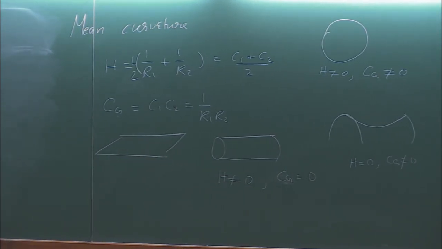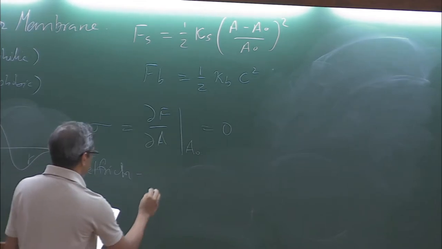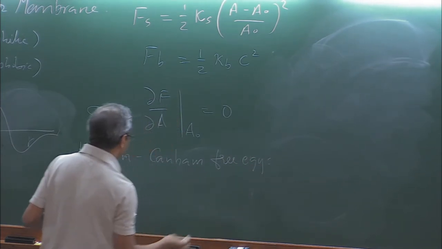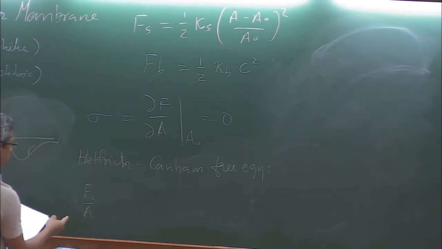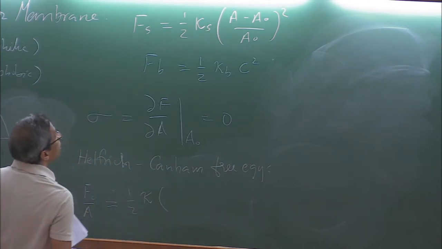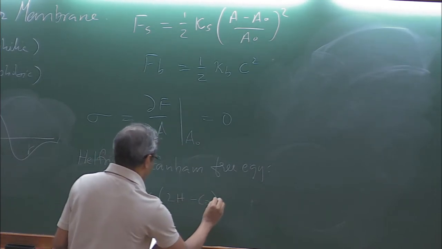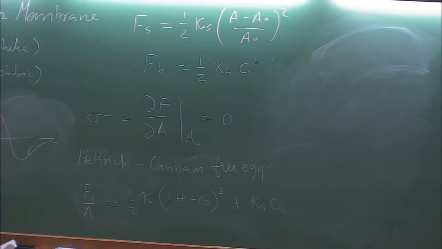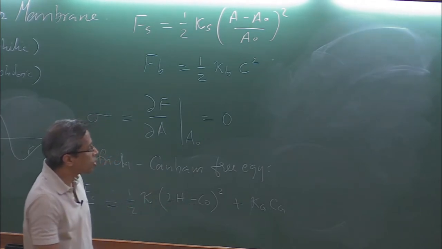So I can write the free energy expression. This is called the Helfrich free energy. It's the curvature free energy per unit area. This is for bending. Here I introduced, apart from the square of the mean curvature, a term C naught just to allow for spontaneous curvature.